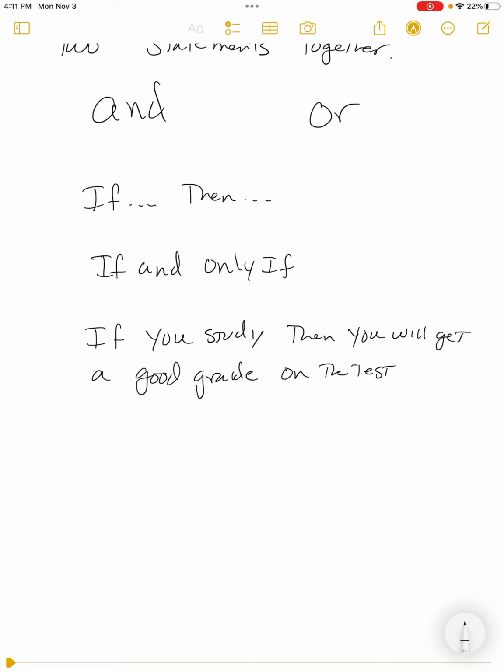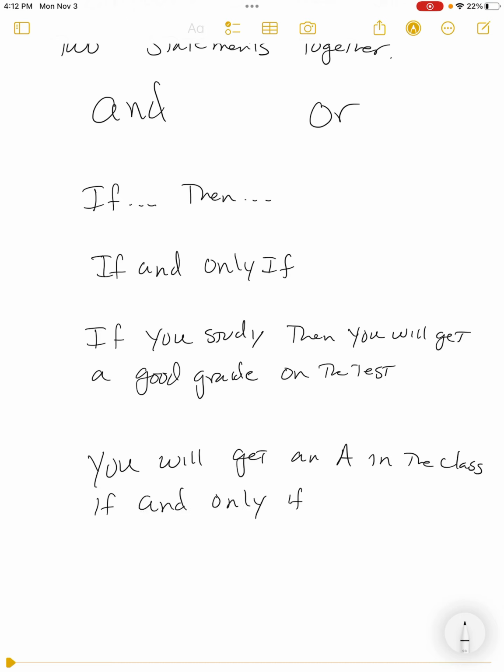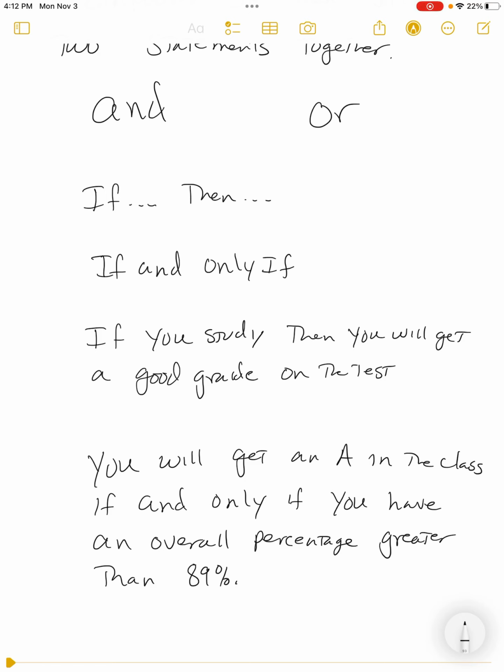And so it's frustrating, but it's not an if and only if statement. It's, hey, if you study, then you'll get a good grade on the test. Something like this would be an if and only if statement. You will get an A in the class if and only if you have an overall percentage greater than 89%.